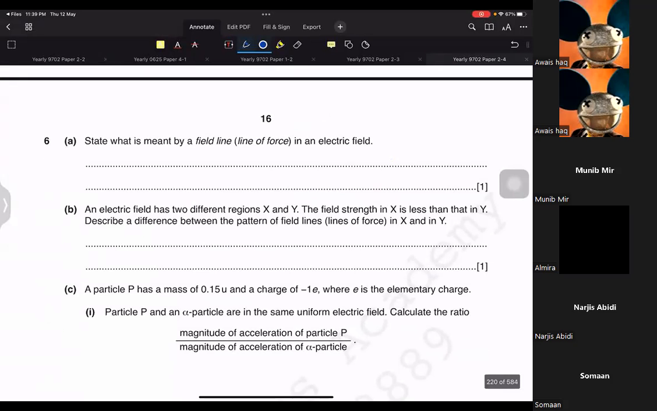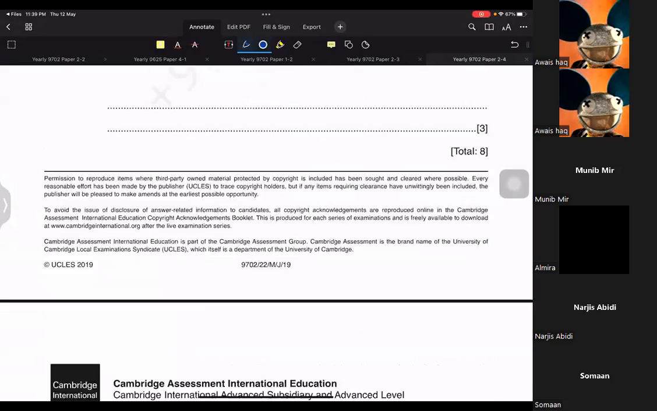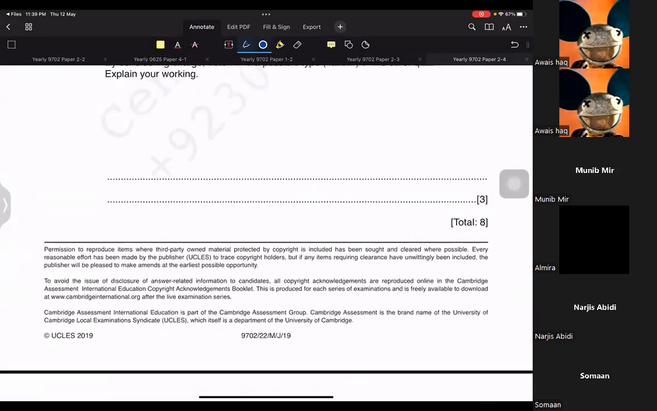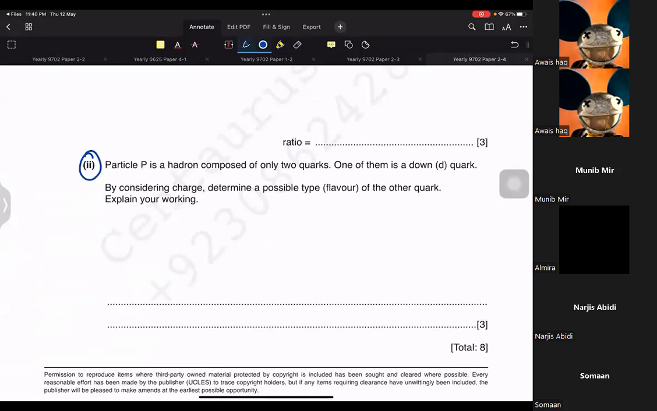Okay, so electric field is out of our course, so we're not going to do that. And that's it. Well, we could do this. Why not? We could wait. What is this question? Magnitude of acceleration. Yeah, okay. We could only do this.